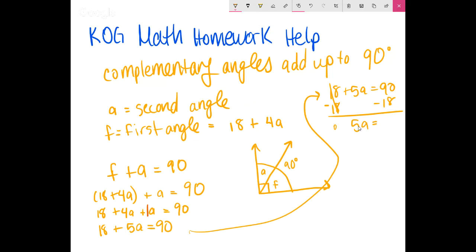18 is 10 plus 8, right? All right, so 90 minus 10. 90 minus 10 is 80. What's wrong with me? And then 80 minus 8. 80 minus 8 is 72. Yeah. Okay.